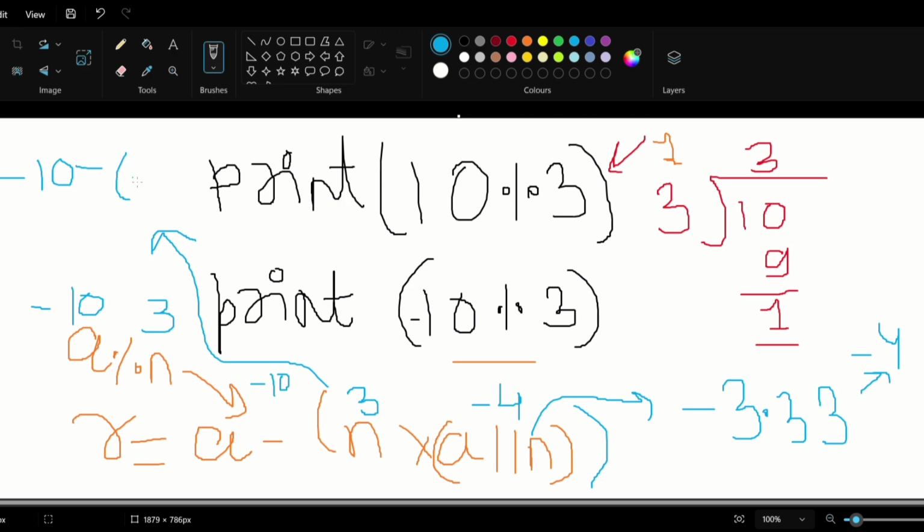Now we only need to solve this part. Minus 10 minus 3 into minus 4, which is minus 12, and this will give you 2. And that's why we got 2 here.